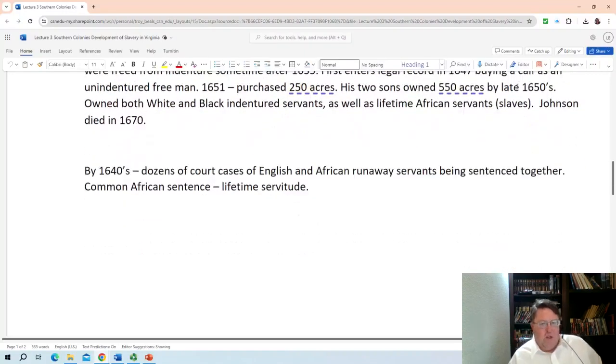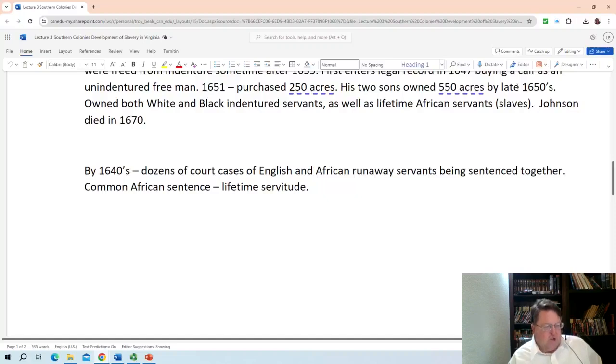By the 1640s, we notice something interesting. There are dozens upon dozens upon dozens of cases of English and African runaway servants. When you study early 1600s Virginia court records, almost the number one case judges in colonial Virginia deal with is runaway servants. They're always dealing with runaway indentured servants.